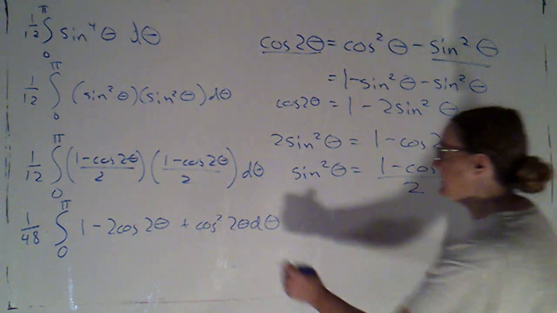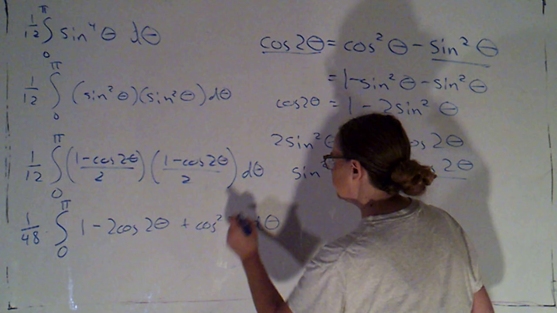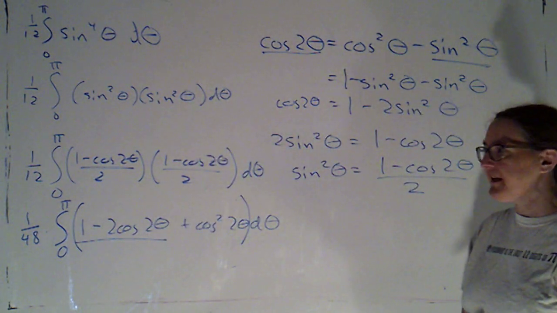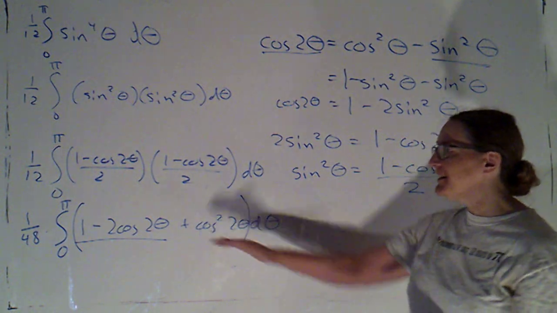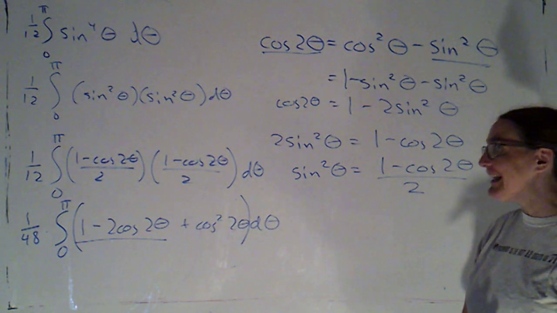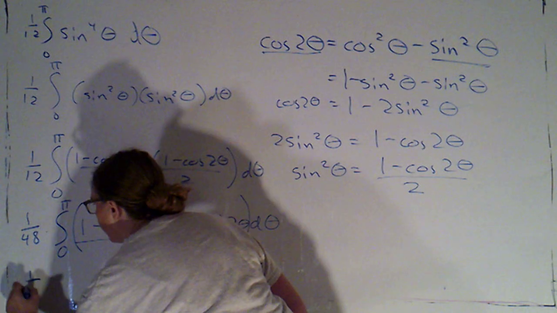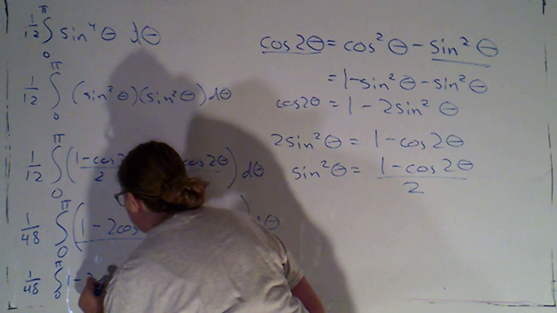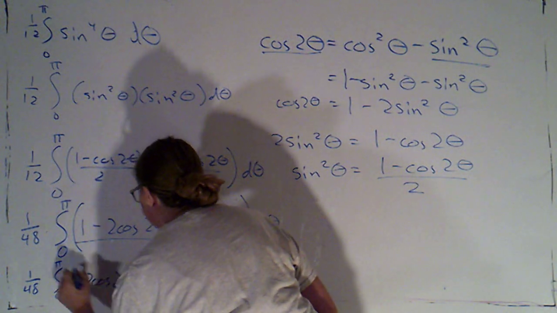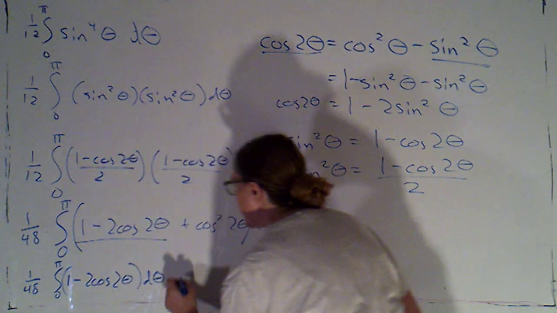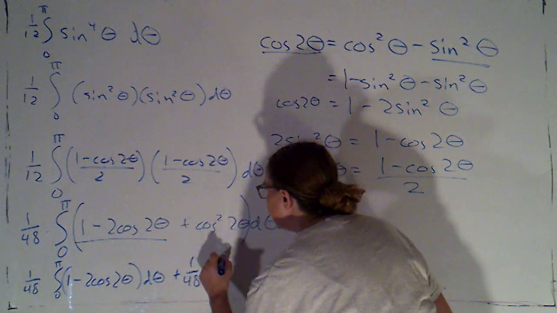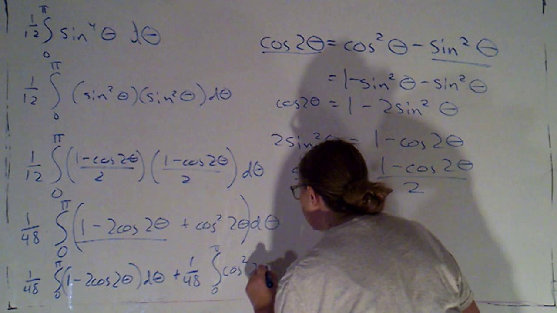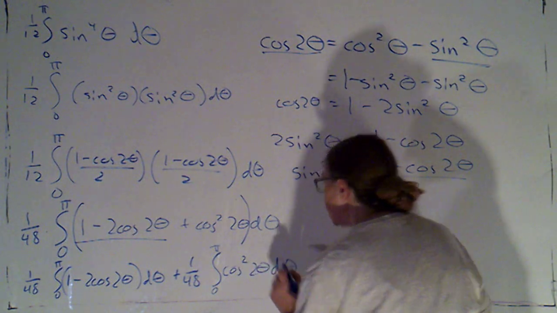Now I'm going to split this up. These two parts I can evaluate pretty simply. This part I'm going to need to use the double angle formula again. So this is 1/48 integral from 0 to pi of 1 minus 2 cosine 2 theta d theta plus 1/48 the integral from 0 to pi of cosine squared 2 theta d theta.